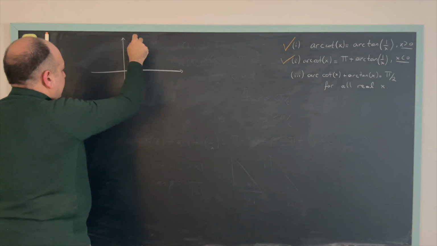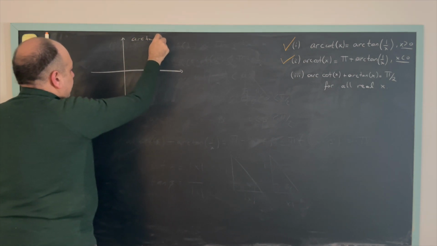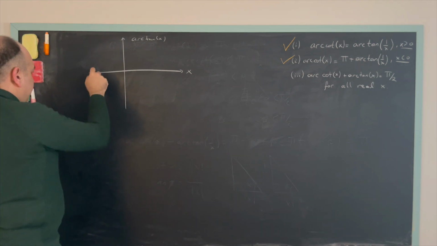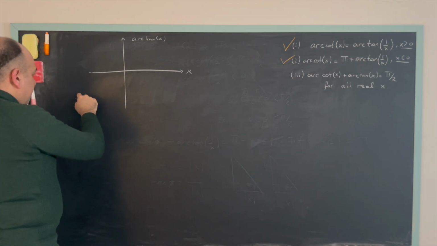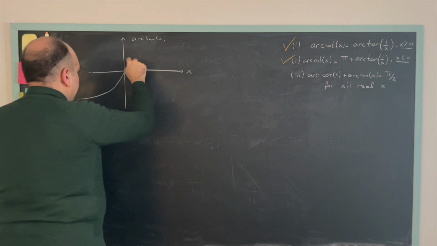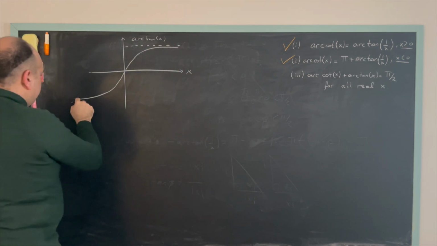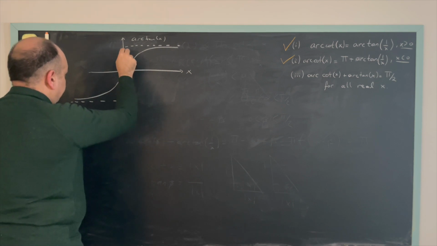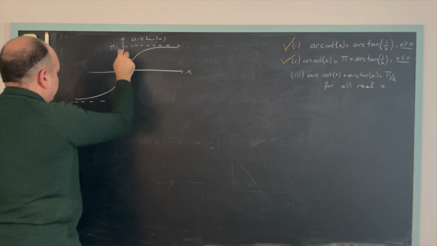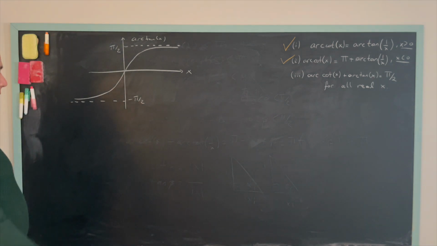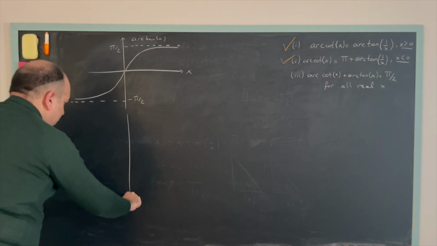So let's plot arctangent x as a function of x. You may remember it is an increasing function and it has two asymptotes, pi over 2 and minus pi over 2. How about our cotangent function?